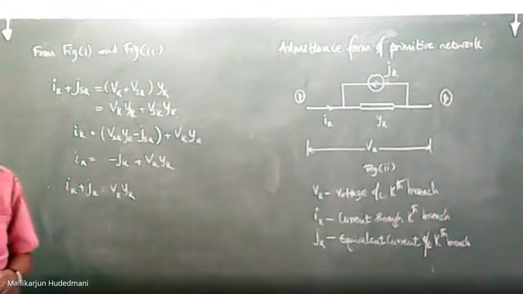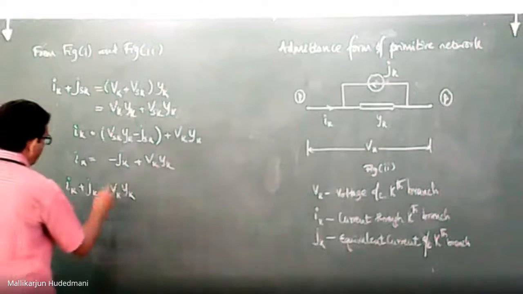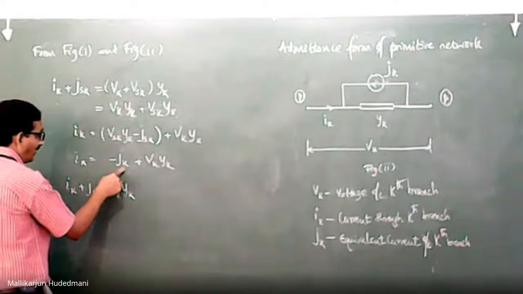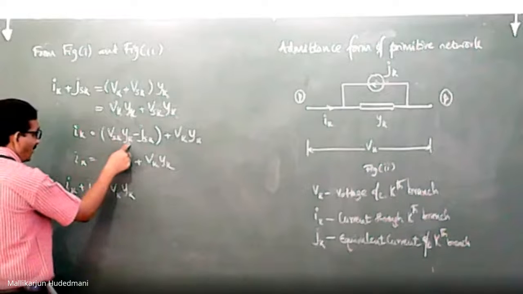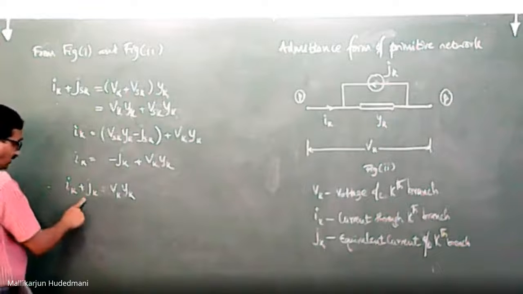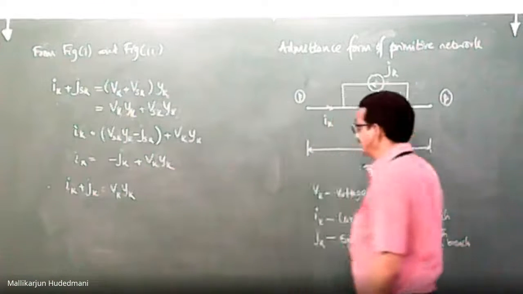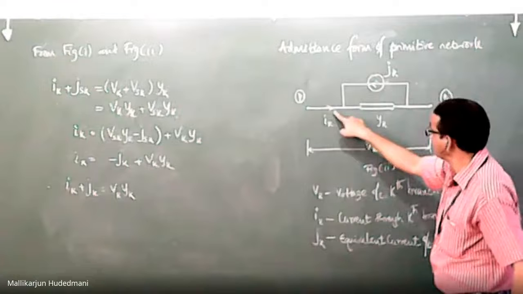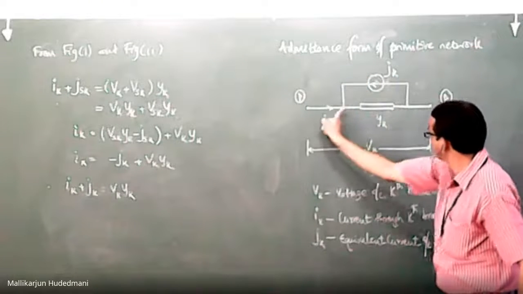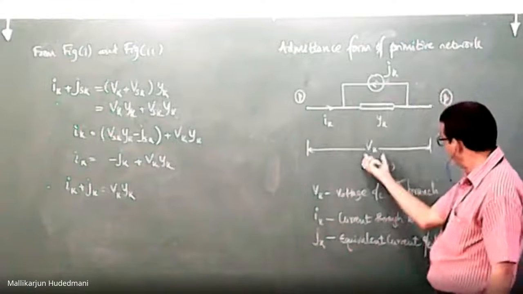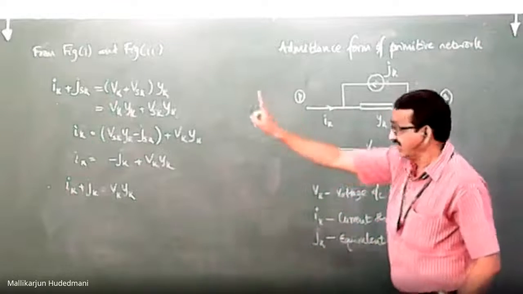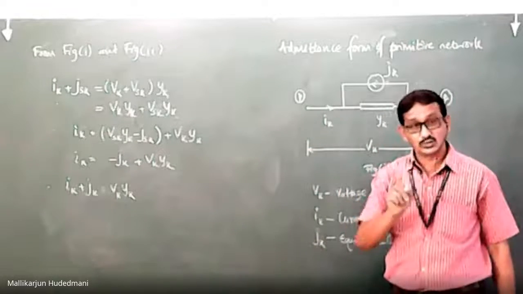What is this? Where JK is the equivalent current, which is due to VSK YK minus JSK, represented over here. It is taken to the other side. Now you compare this with this block, which has IK entering here and JK coming over here. IK plus JK is the current leaving here. What is the current leaving here? VK into YK, which I got. It means figure number 1 and figure number 2 are equivalent to each other.